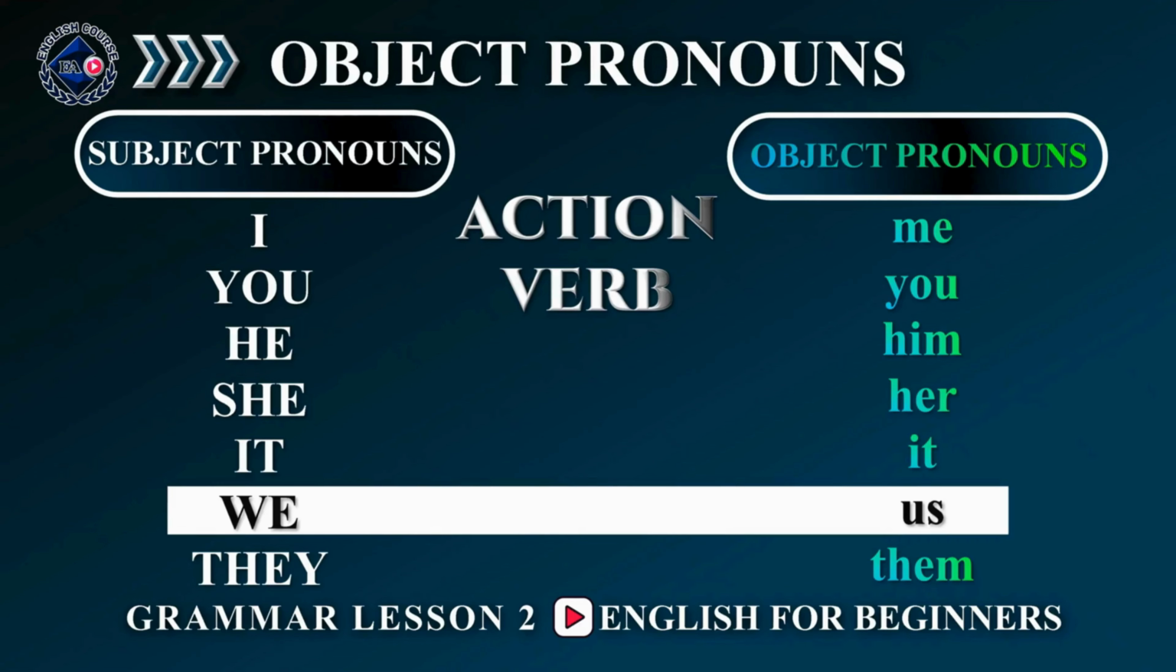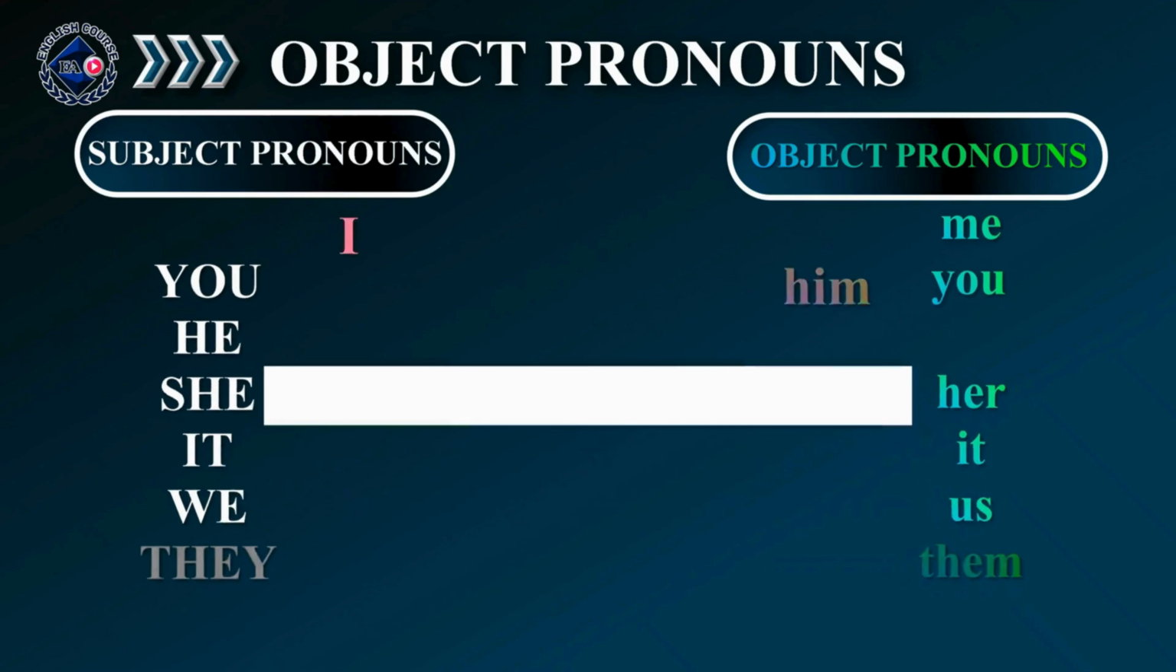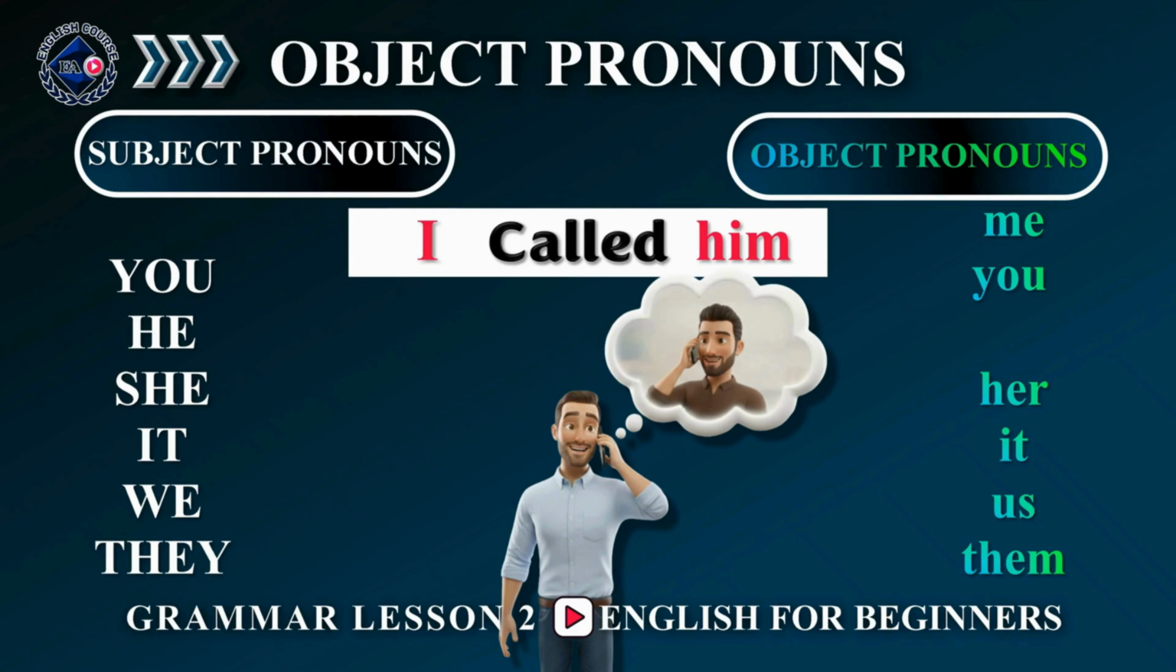Change we to us when we are not doing the action. Change they to them when they are not doing the action. Now let me show you how to use this table in a very simple way.